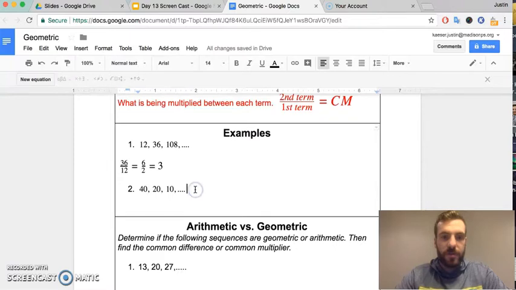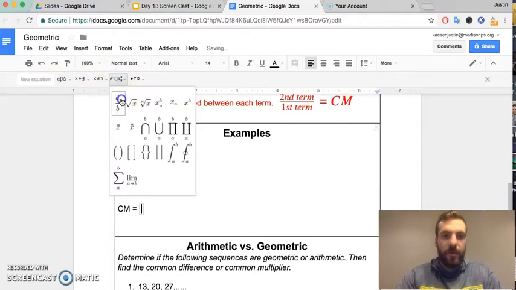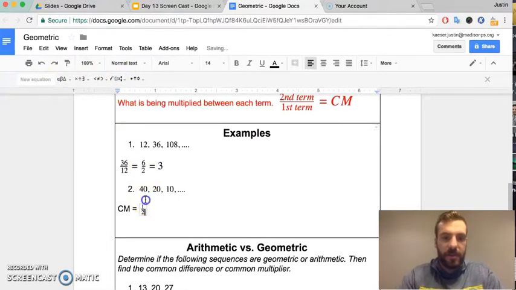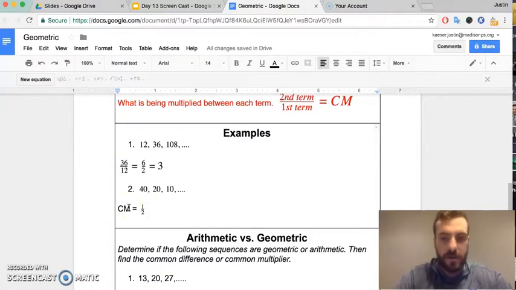So for number 2, you should have got your common multiplier is 1/2. Now, what a lot of people did is they probably saw that it was dividing by 2. So they just said, well, my common multiplier is dividing by 2. But the word multiplier means multiply. We only talk about multiplication. What's the same way as saying divided by 2? 1/2. You could do that.